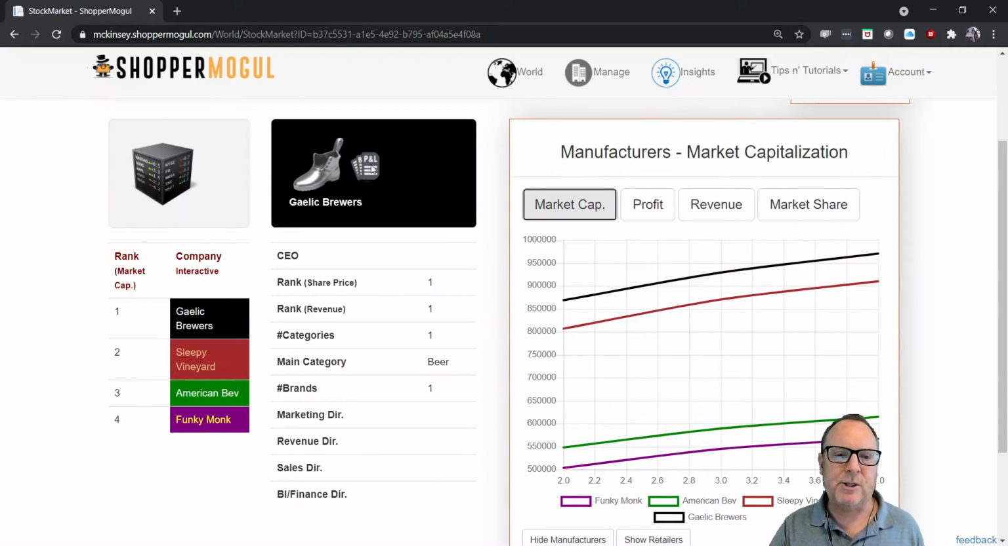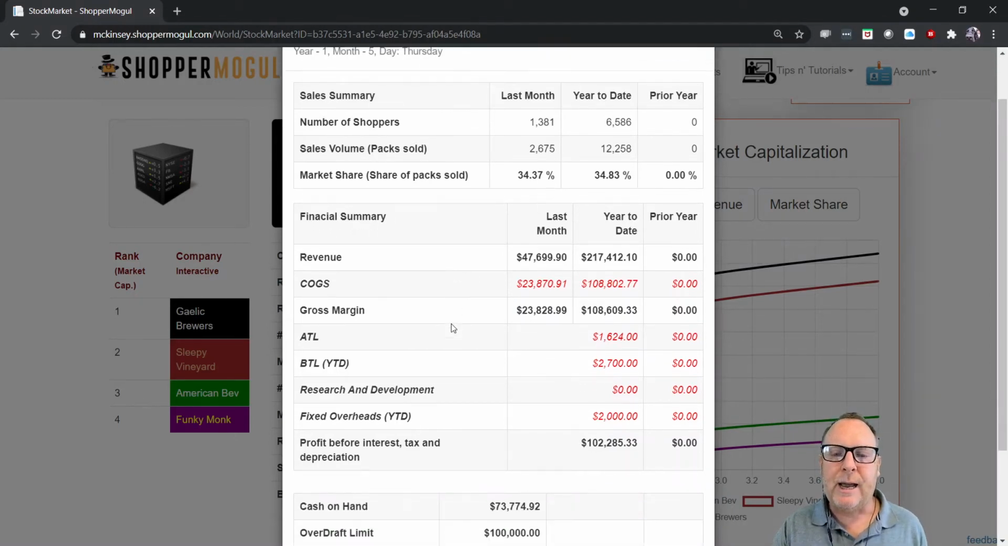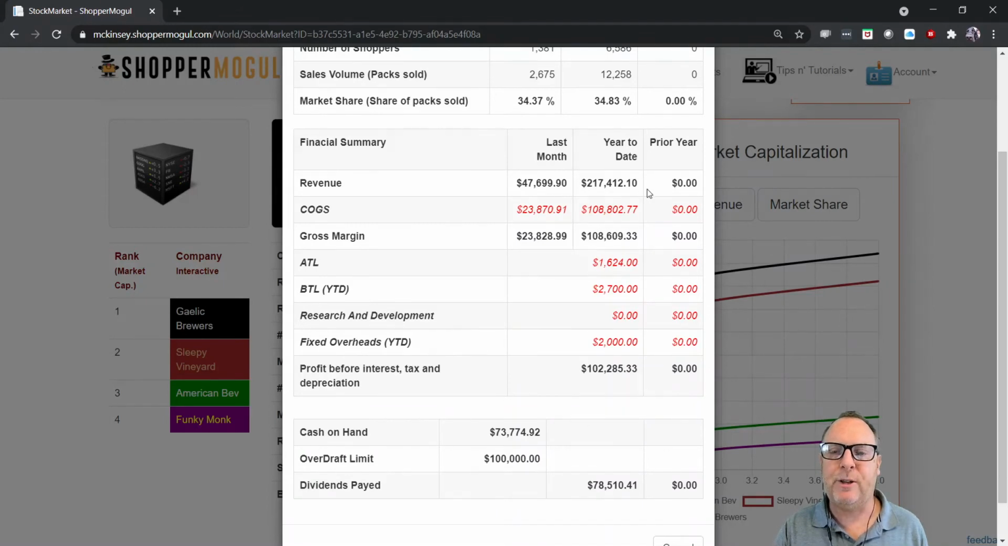You also have P&Ls available for each company. So we can see for Gaelic Brewers, there's a nice simple little profit and loss account available, and it's the same for each of the companies. So we can see in the last month and in the year to date, and also prior year, but we haven't yet got a prior year, what the market share of the company is, so what share of sales volumes they've got, and how that's converting into money. So how much revenue are they generating? Cost of goods, that's the cost to actually produce the product.